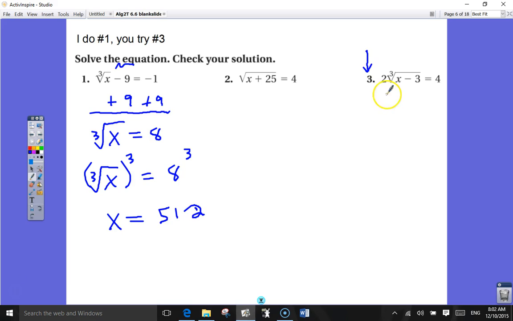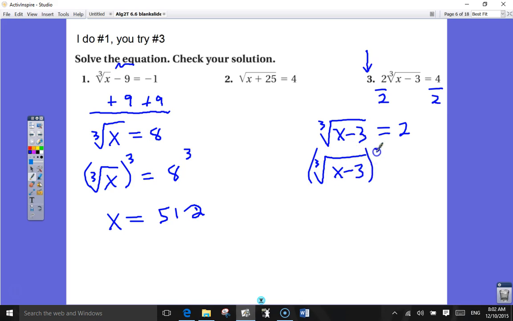But if we're going to follow the steps, we're going to divide by 2 to isolate the cubed root of x minus 3 equals 2. Cube both sides. X minus 3 equals 8. X equals 11.